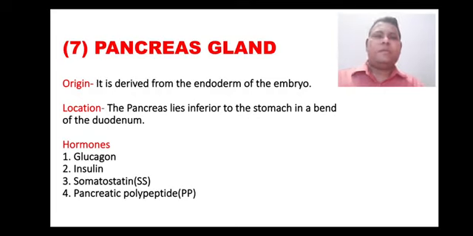Next gland, the pancreas gland. The pancreas gland is dual in nature, and so has the special properties of both exocrine and endocrine hormones. Origins: the pancreas gland is derived from the endoderm of the embryo. Location: the pancreas lies inferior to the stomach, in a bend of the duodenum. It is both an exocrine and endocrine gland.